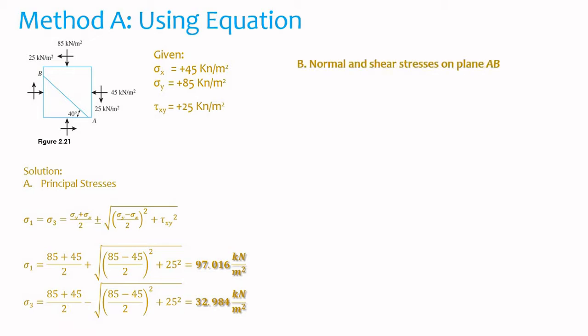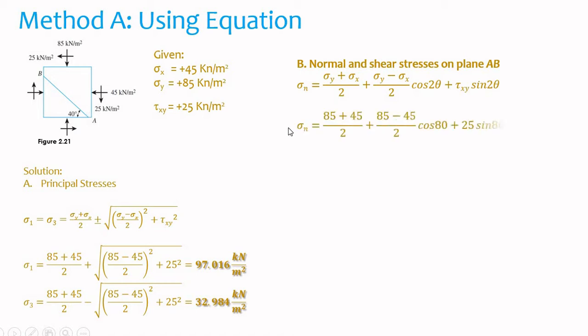Next is we have to solve the normal and the shear stresses on plane AB. So again, from our derivation from Unit 1, we know that the normal stress is equal to (sigma y plus sigma x) divided by 2 plus (sigma y minus sigma x) divided by 2 times cosine 2 theta plus tau xy sine of 2 theta. So since all the parameters are already given, we know the value of sigma y, sigma x, and theta, which is 40 degrees, we can directly substitute it.